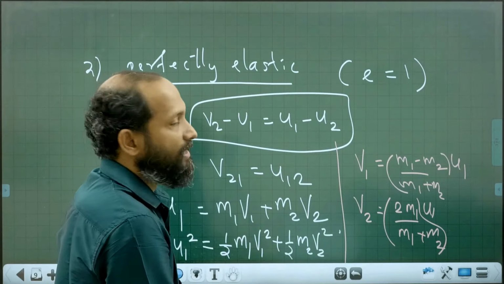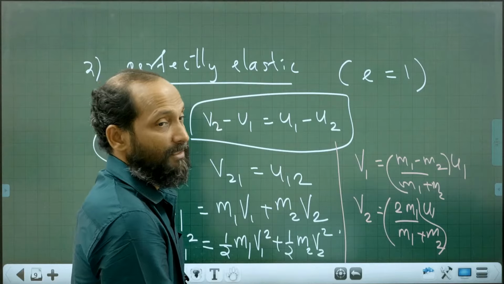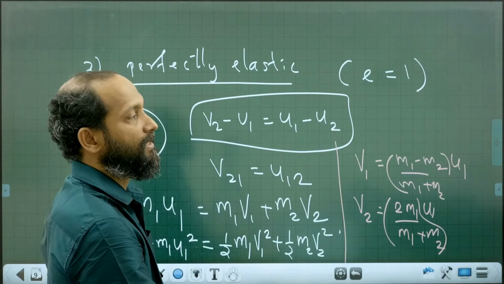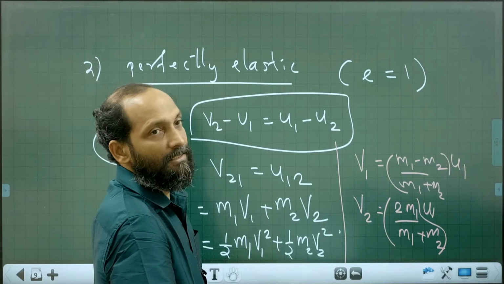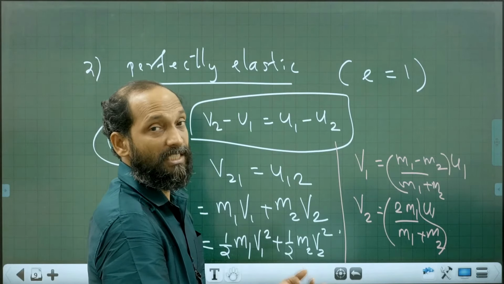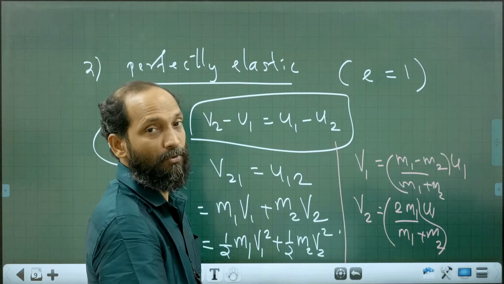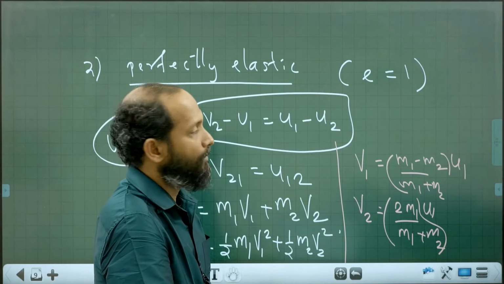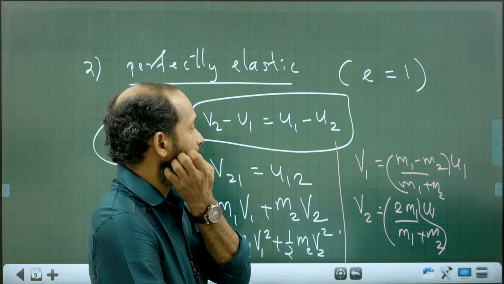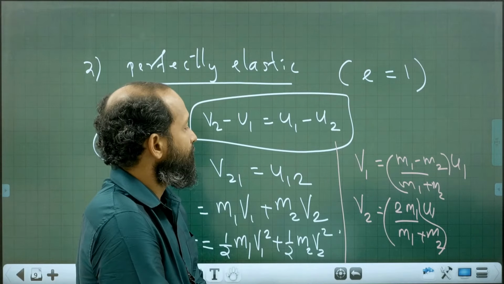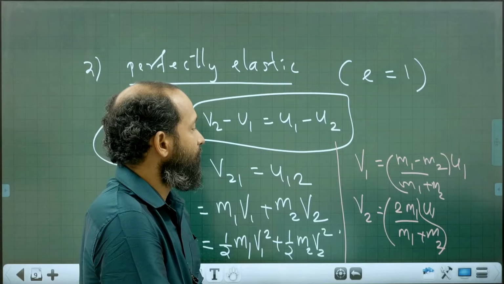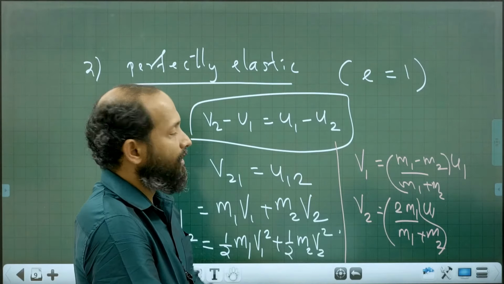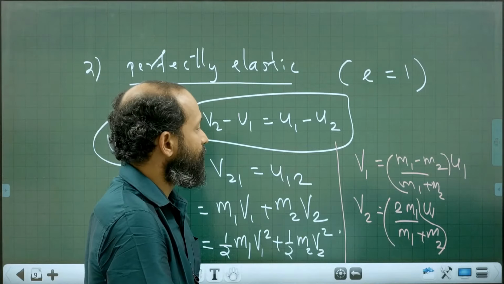If the collision is one dimensional, the restitution coefficient can be defined as relative velocity after collision divided by relative velocity before collision. And this formula for v1 and v2 is also important. v1 equal to m1 minus m2 by m1 plus m2 into u1. v2 equal to 2m1 u1 by m1 plus m2. All this is important. The cases m1 equal to m2, and m2 much greater than m1, are all to be discussed.